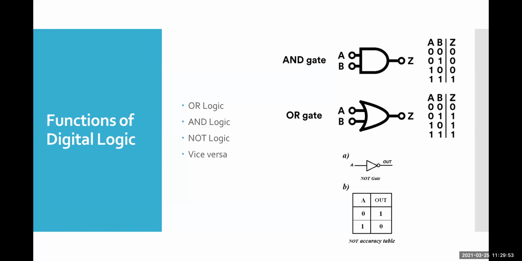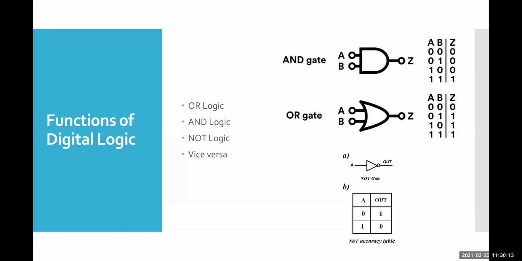Like in the AND gate, if two inputs are multiplied, 0 multiply 0, the output is 0. 0 multiply with 1, that is 0. 1 multiply with 0, that is 0. So the AND operation is something like multiplication. But in the last one, both are 1, 1 multiply 1, that is 1.